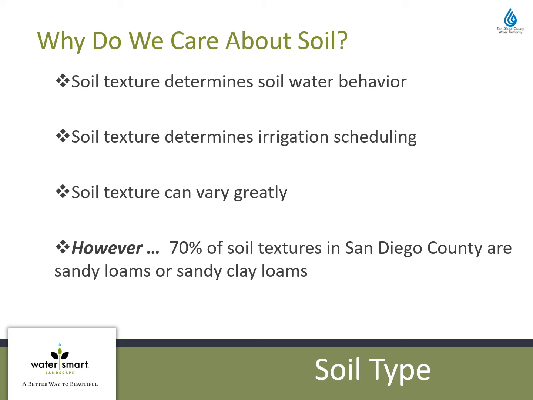So we want to focus on soil to manage our water on site and also grow healthy plants. So our soil texture, that's the mineral component of our soil, determines how water moves through the soil. It's going to drive our irrigation scheduling, and soil texture can vary greatly throughout the region, sometimes even on the same property. About 70% of the soil textures in San Diego County are sandy loams or sandy clay loams, and those are relatively good for growing plants.